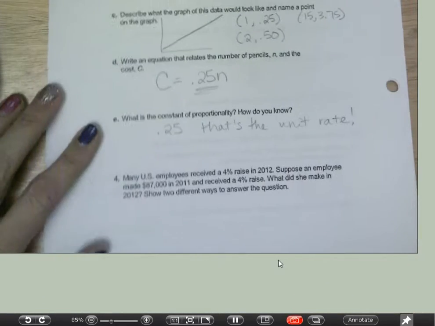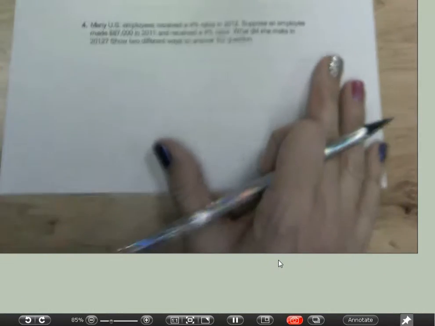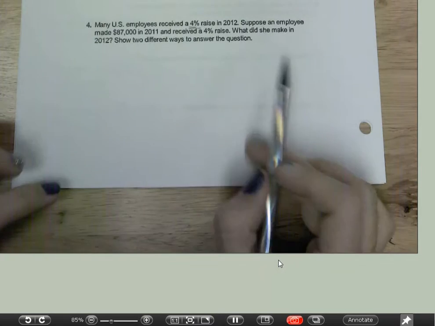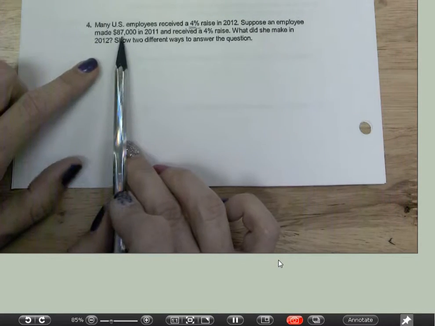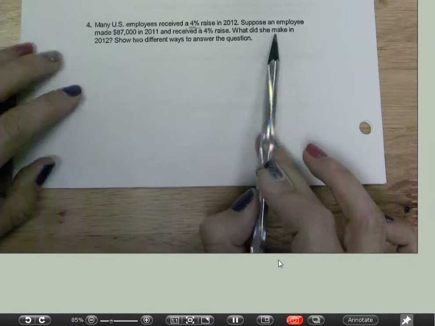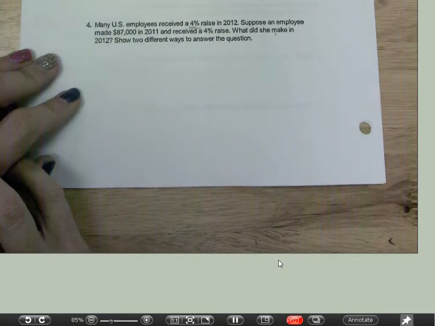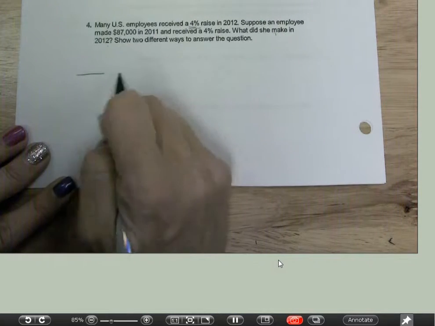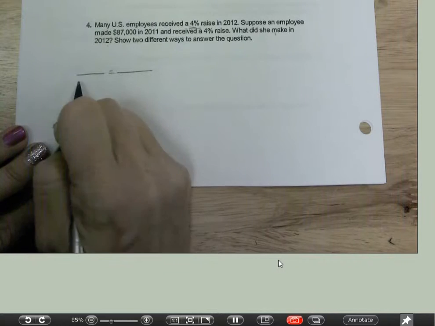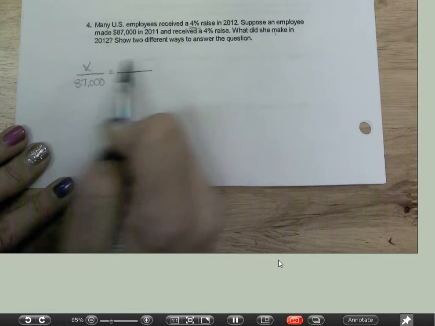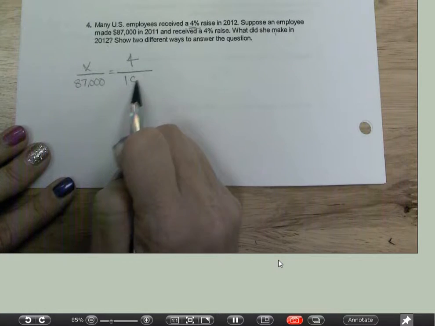All right, last question on this page. Many U.S. employees received a 4% raise in 2012. So 4% looks like a proportion problem. Suppose an employee made $87,000 in 2011 and received a 4% raise. What did she make in 2012? Well, we're going to use a proportion. She made $87,000, and we want to know what's 4% of that.